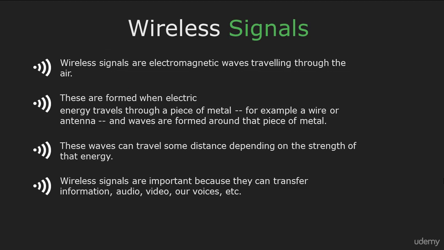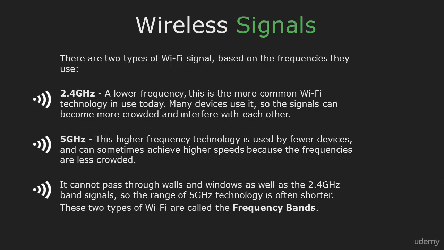Next is wireless signals. Wireless signals are electromagnetic waves traveling through the air. They are important because they can transfer information like audio, video, our voices, and so on. There are 2 types of Wi-Fi signal: 2.4 GHz, a lower frequency, which is the more common Wi-Fi technology in use today, and the 5 GHz, which is a higher frequency used by fewer devices and can achieve higher speeds. The range is also shorter.